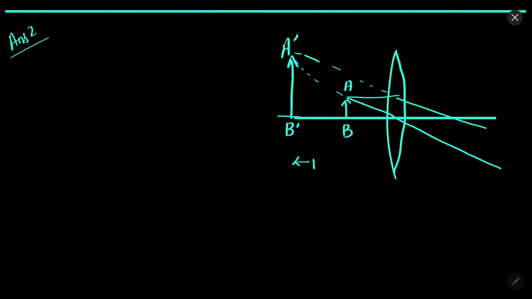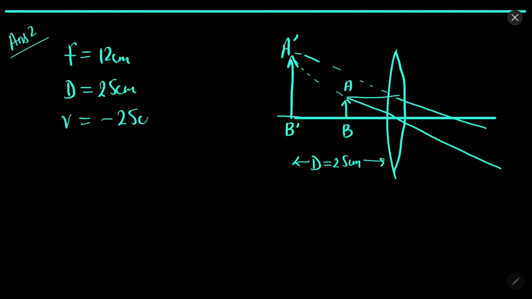And it is said that the image is obtained at the least distance of distinct vision. So now here f is 12 centimeter, and for a convex lens focal length is positive. Now for the distance of the image, it is given the least distance of distinct vision, so D is 25 centimeter. So image distance is v, which is minus 25 centimeter because it is on the left side.